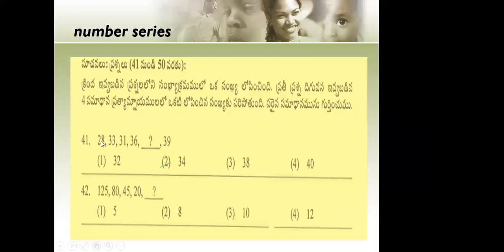Do you understand? 28 plus 5, 33. 33 minus 2, 31. 31 plus 5, 36. 36 minus 2, 34. 34 plus 5, 39. So the series is completed. Is it clear? So this is the way generally they will ask the question.